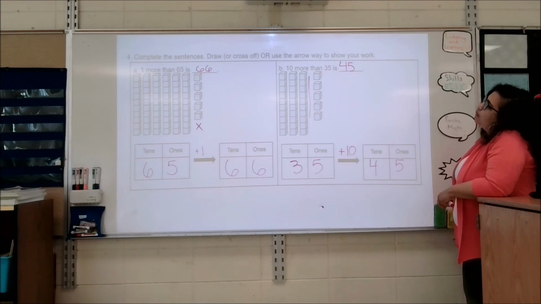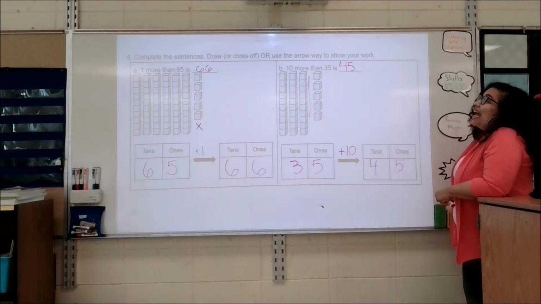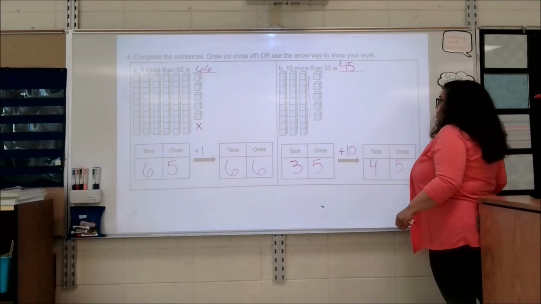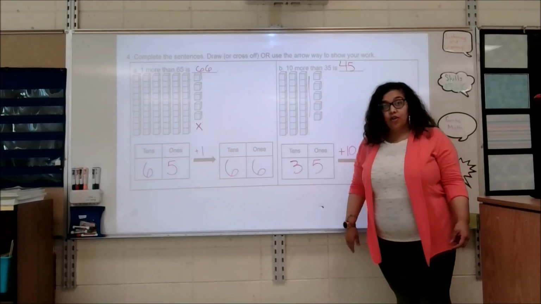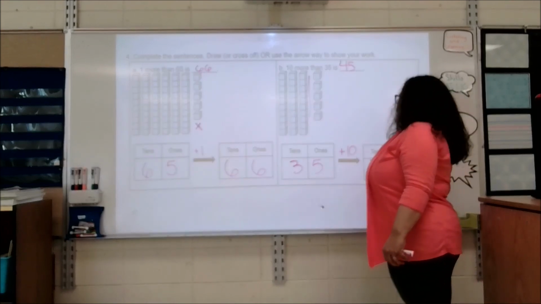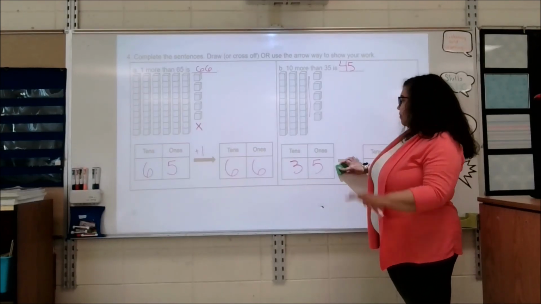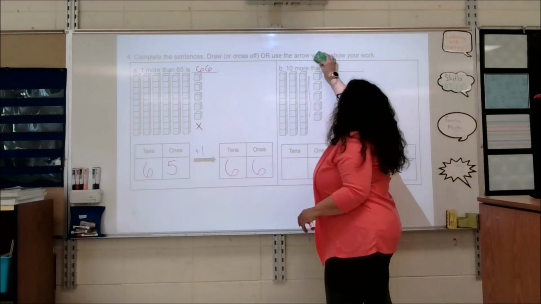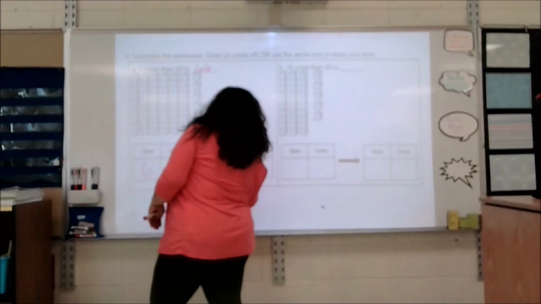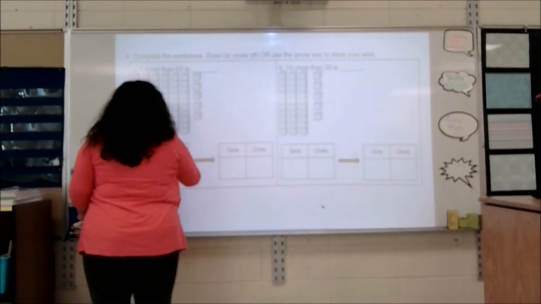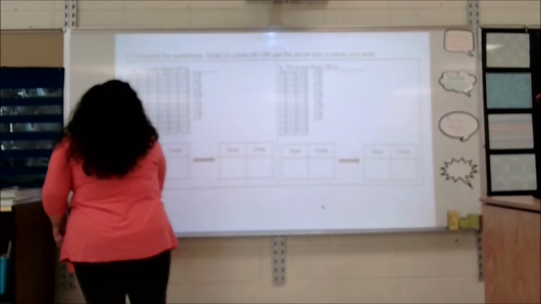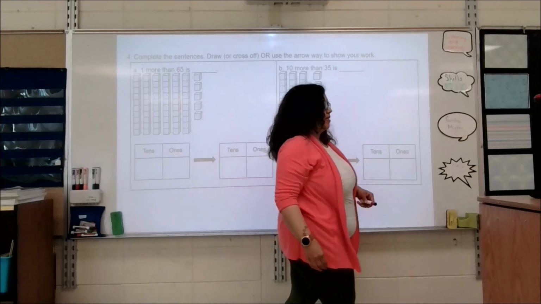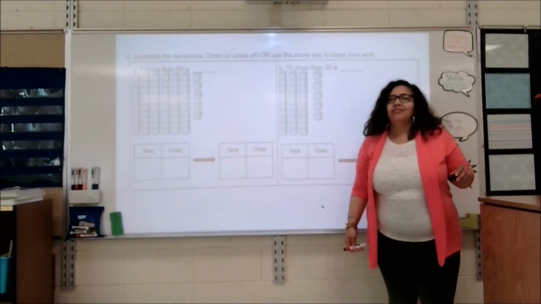Now, if it were to tell me 1 less than 65, I would have crossed out. If it were to tell me 10 less than 35, I would have crossed off a group of 10. Showing that less means take away, more means add on. Adding and taking away by 1. 1 more, 1 less, 10 more, 10 less. I was happy when I found that symbol, to be honest with you.